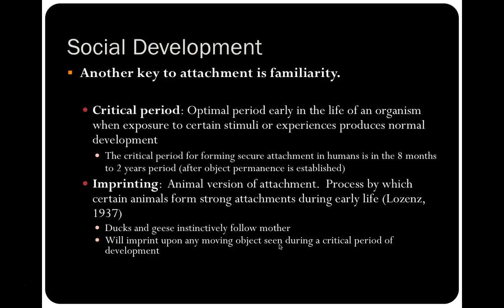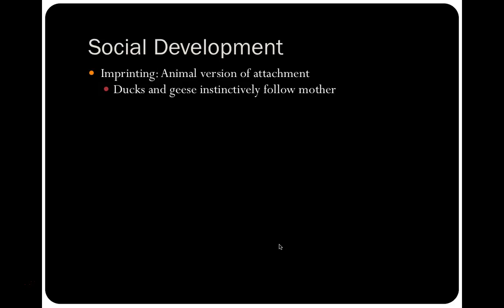Of a bond. And analogously, that is something that occurs with humans as well, much later in infancy, but equally, if not more, important to the survival and to the healthy development of the child. Now, so imprinting is the animal version of attachment. We saw that.